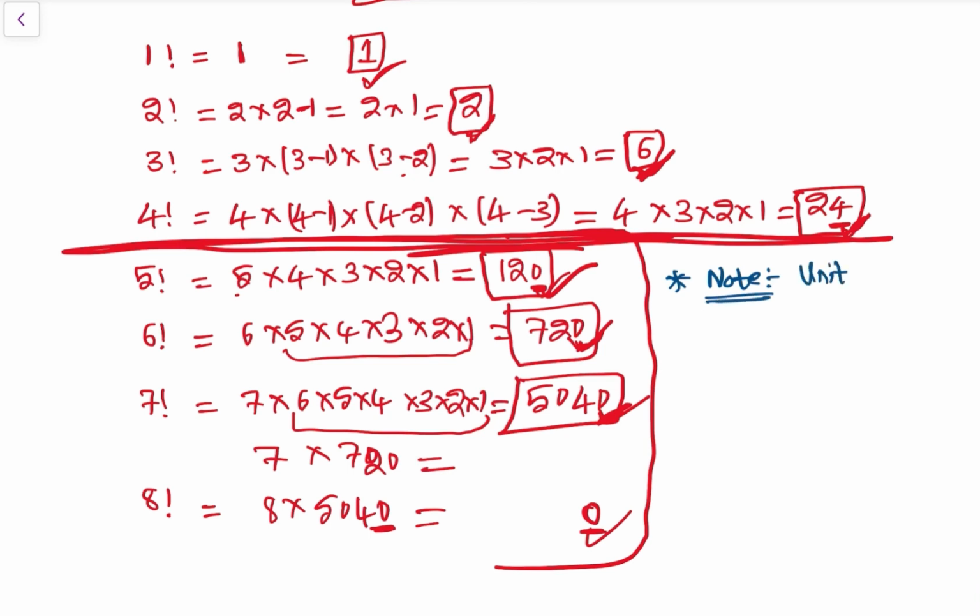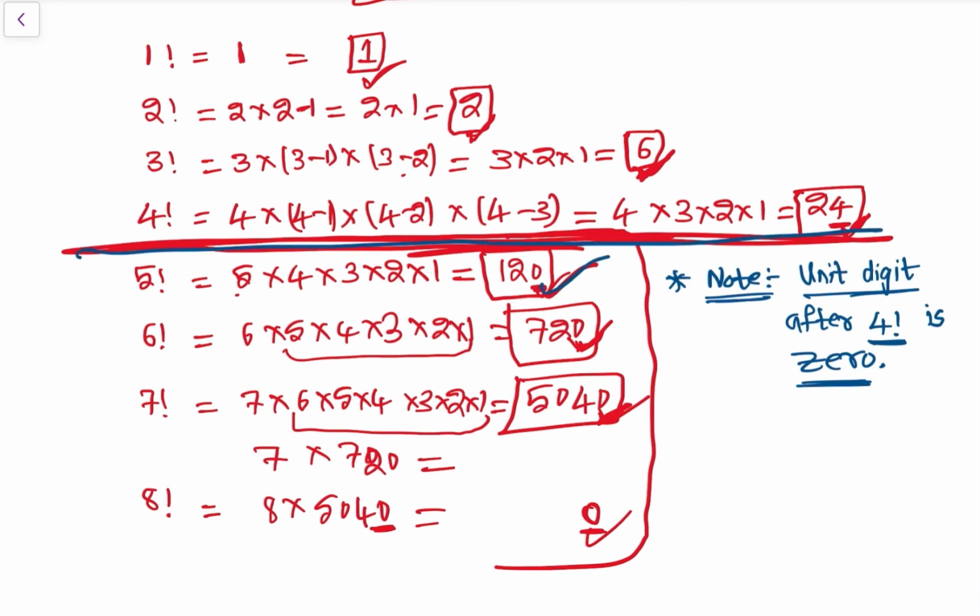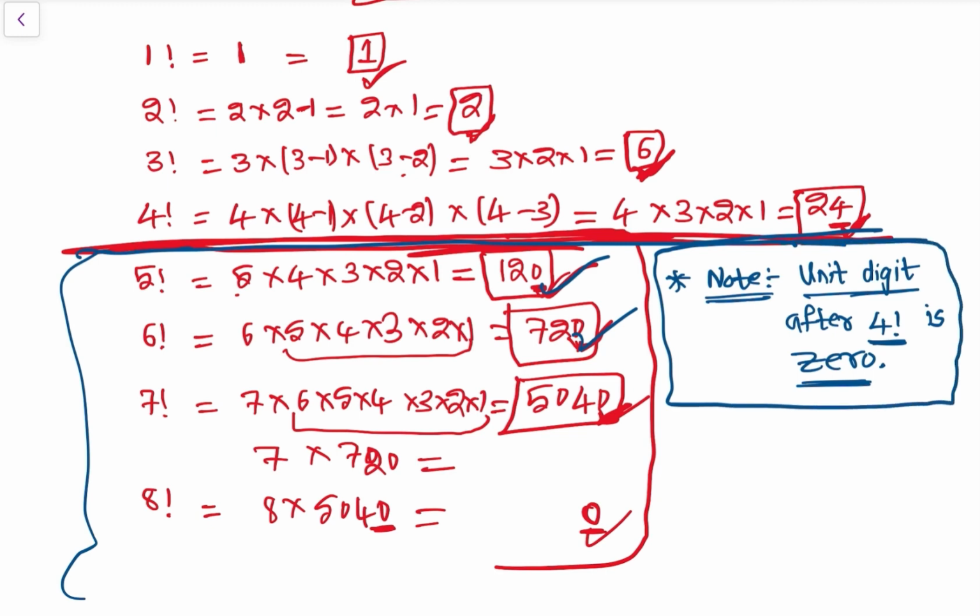So unit digit of a number after 4 factorial is 0. So unit digit after 4 factorial is 0. So ये unit digit है, ठीक है. Unit digit after 4 factorial is 0. So unit digit of every number after 4 factorial is 0 only. So this is the important note we need to remember, and we have seen this through example.